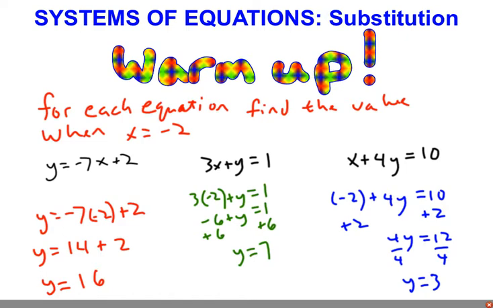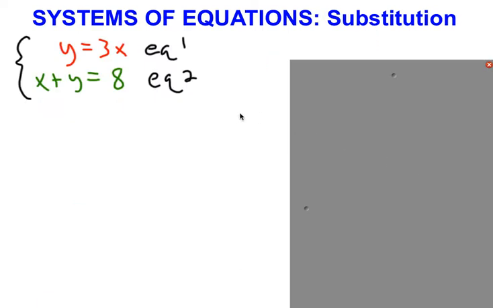Make sure you kept your negatives straight over here. Make sure that you did your algebra right, that you added and subtracted from both sides, that you divided all terms, and you came up with these solutions. All right, now why are we looking at substitution? Well, it turns out substitution is another means of solving a system of equations.